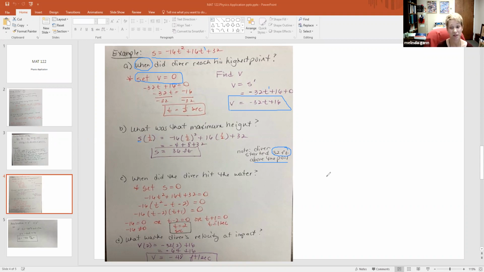But you got to pay attention to the questions. Did I ask you how far did he jump? Or did I ask you how high did he go? I asked you for the maximum height. That's why the answer is 36 feet. But, he didn't jump 36 feet.